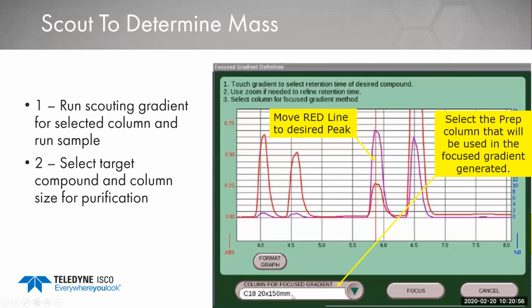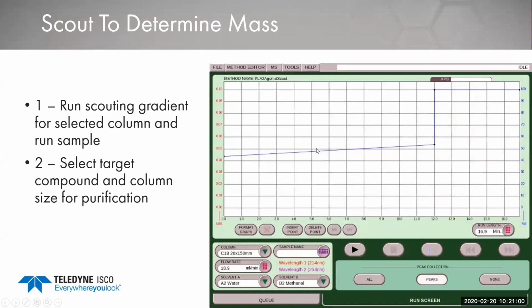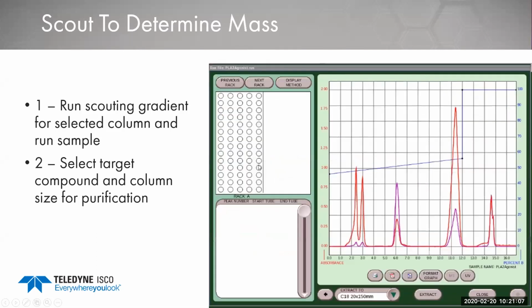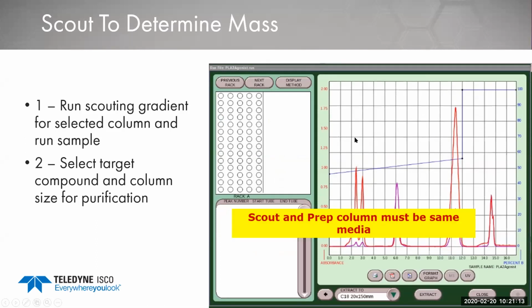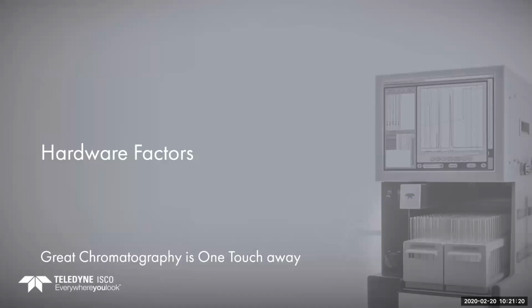And then we would choose the column of interest that we want to transfer this to, press focus. It'll generate a chromatography profile, grading profile, that is going to be optimized for that individual compound. When we run it, as you can see, we have a much greater separation across the entire run. The only caveat is we definitely have to have the scouting and the prep column as being the same medium.